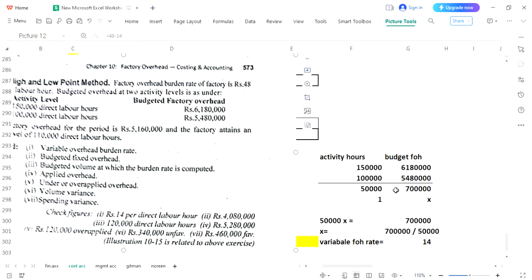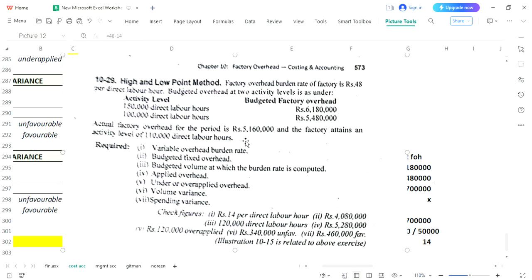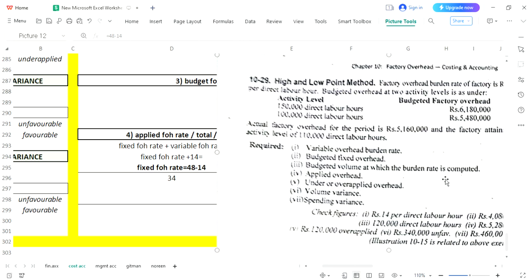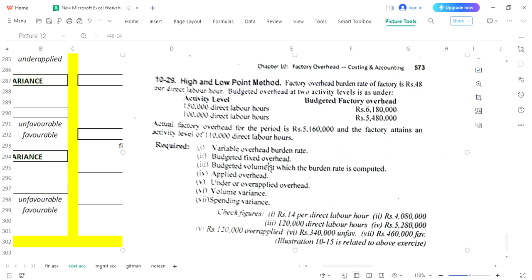That was 14, and then it was a simple thing. 48 was the total applied FH rate, which includes two things, variable and fixed rate. Variable rate 14 we have calculated with the help of the statement. We have also calculated our fixed FH rate, which is 34. So rates are completed. Next requirement is to calculate your budgeted fixed overhead. Since you can see that fixed FH is not present in the question, and without it you will not be able to calculate your actual budget FH.